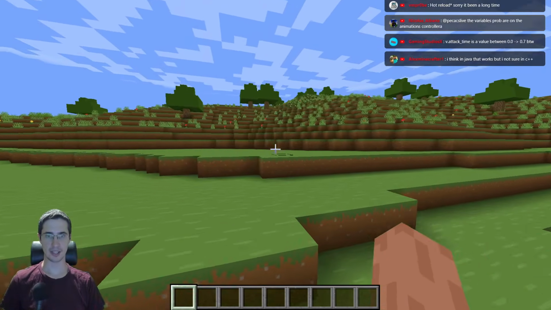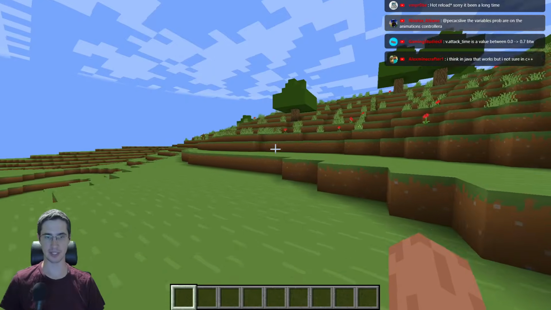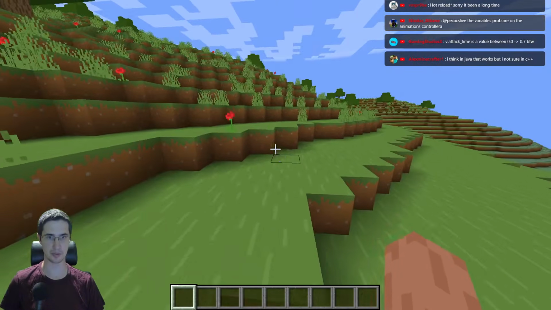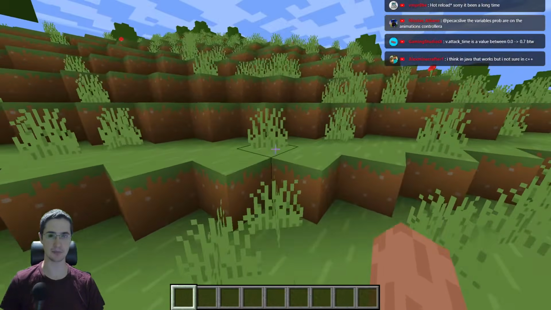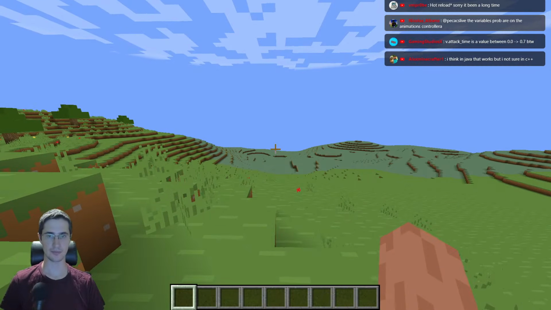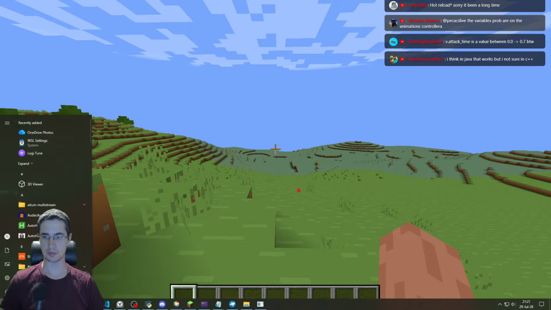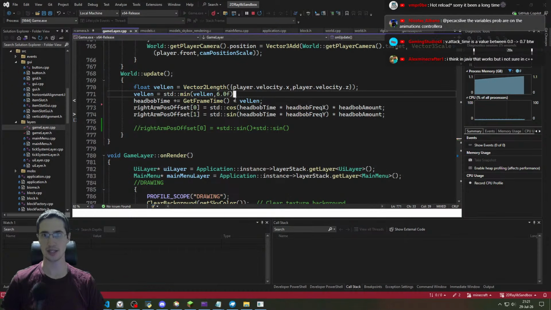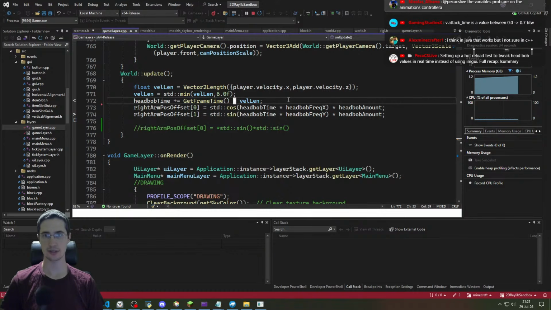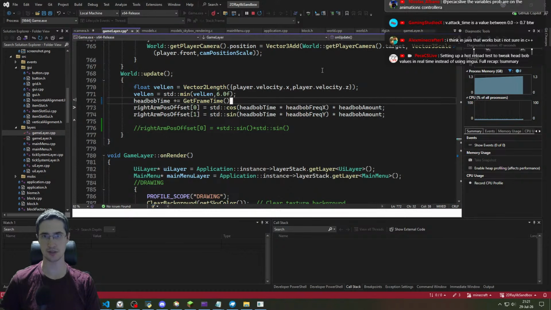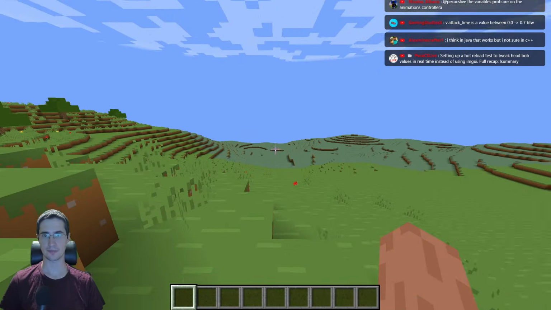Okay, chat, we're in game, and currently the head bob happens when we move. Let's try to change that in real time to happen constantly. Okay, let's open Visual Studio like this, and let's make a change here. What should we change? Maybe let's remove the multiplication by the velocity. Let's remove this. Let's save it.